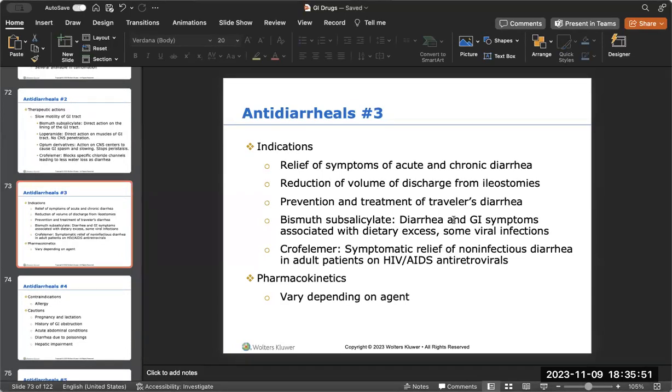With bismuth, it helps also with diarrhea and GI symptoms associated with viral infection. A lot of times they say, take your Pepto-Bismol if you have a stomach bug. And then we have crofelemer. I don't know how to say that.